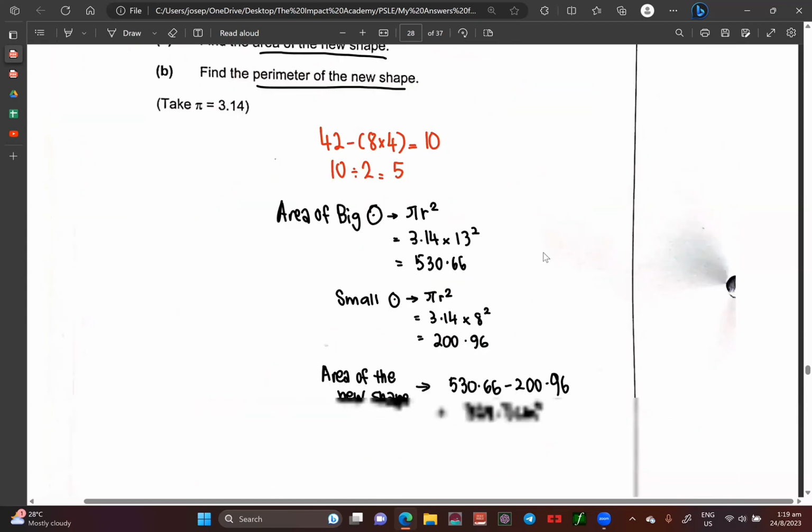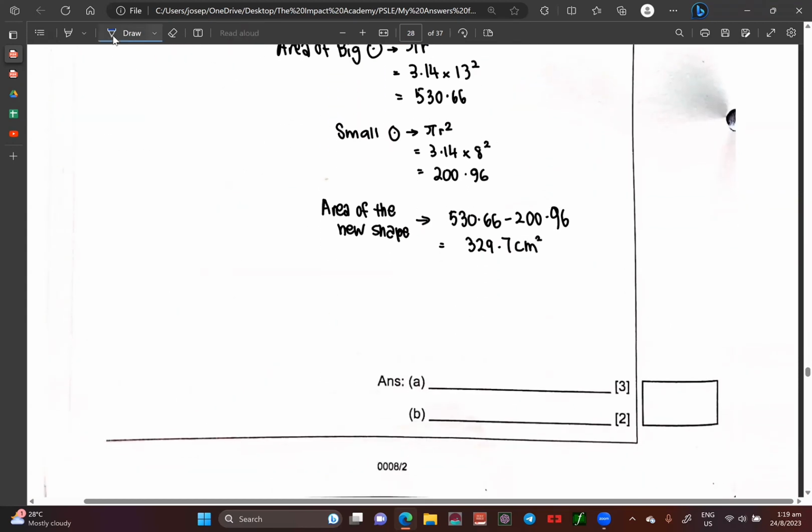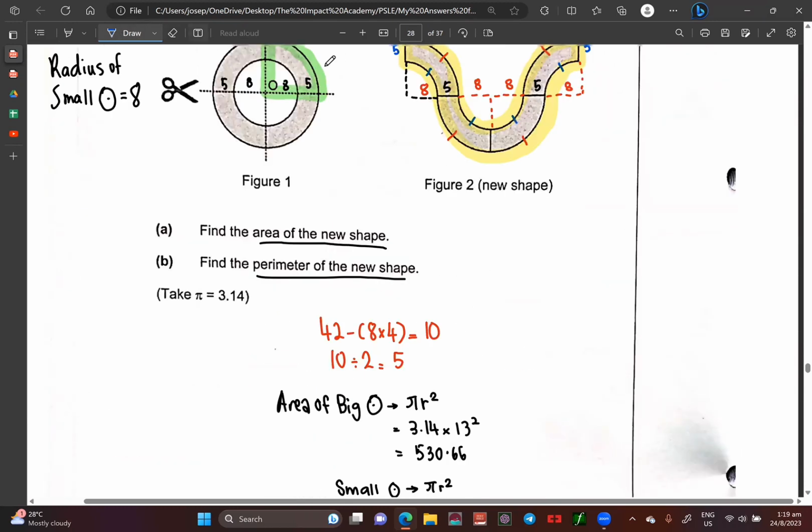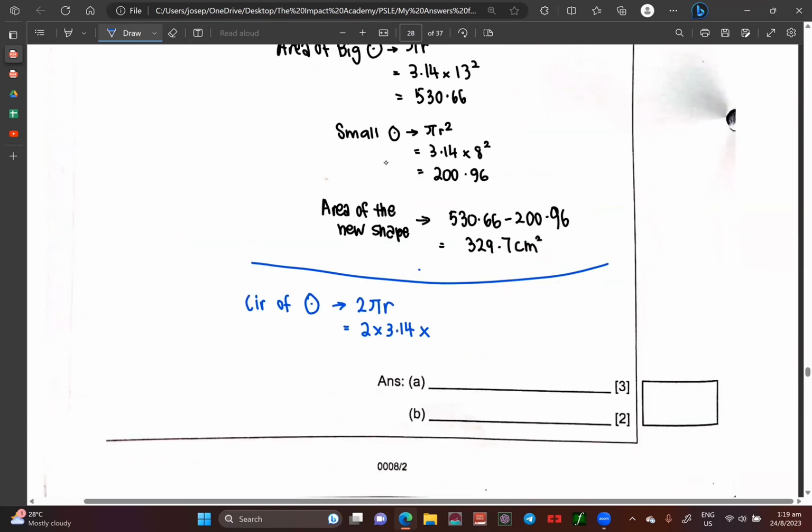So for me, what I will do is find the circumference. This is for B. I'll find the circumference of the circle first. Simply put, I will just have to do 2 pi r. So we will do 2 times 3.14. What exactly is the radius? The radius over here has to be 13 cm. So we times 13, and we get an answer of 81.64 centimeter.